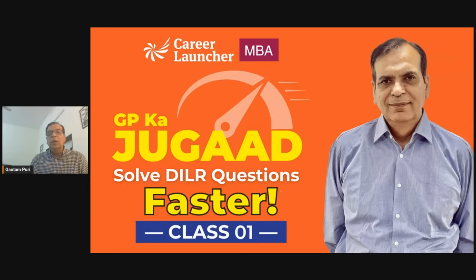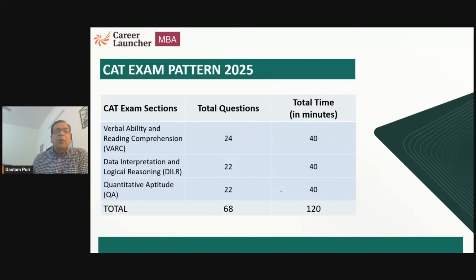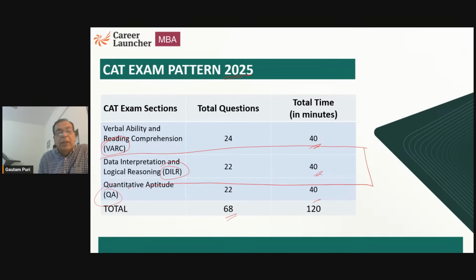Now, what are we going to do here? As I said, we'll do DILR, but before we start, just a quick look at the CAT paper, something that all of you know. I'm just reiterating it to make sure that anyone who is not aware will be able to understand this part. Last year's CAT, this is CAT 2025, had a total of 68 questions, 3 sections of 40 minutes each. First section was VRC, second was DILR, and third is QA. And today, the series is about this middle section, the second section, which is DILR.